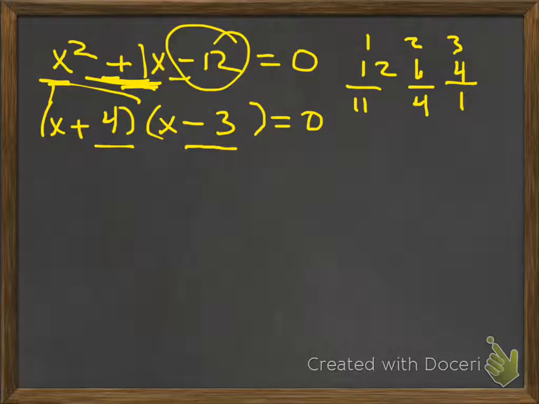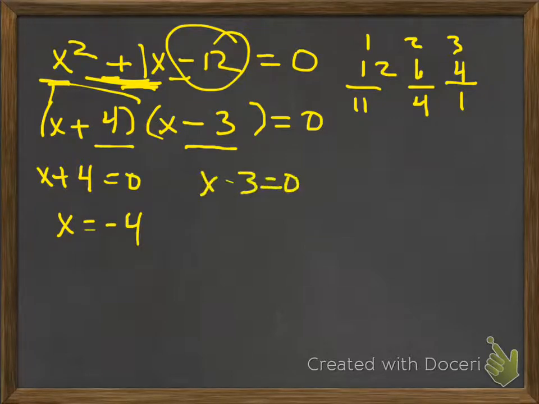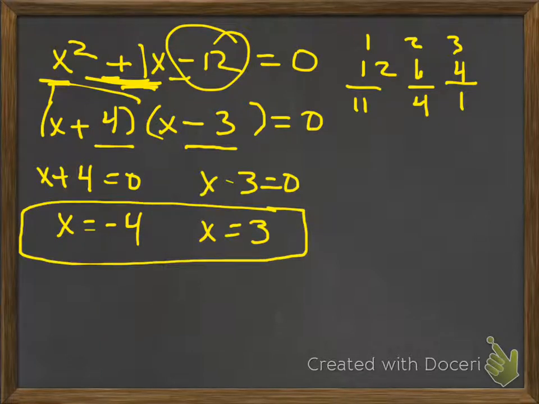Now, technically, how we would solve this is we would say that each one of those is equal to 0. So x plus 4 is equal to 0. x minus 3 is equal to 0. And when you solve that, all you got to do is subtract, basically do the opposite, if you notice. So then your answer is x is equal to negative 4 and x is equal to 3.